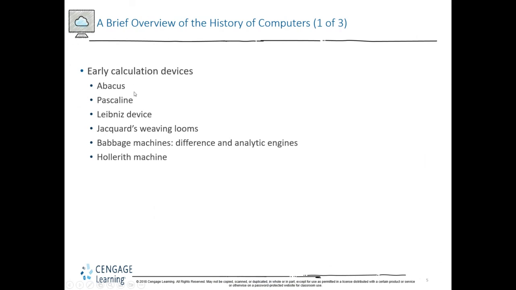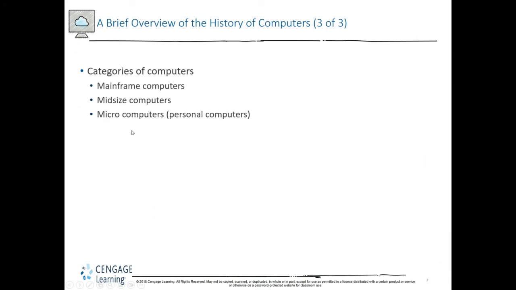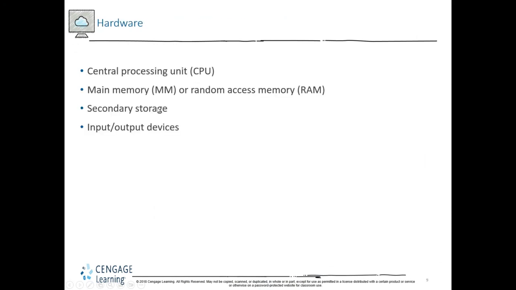I did not cover any early calculation devices, and they won't be on any test, but they could conceivably be on the Unit 1 quiz. So if you take it the first time and you notice one of these, make sure you put it in a note for the second time. Mainframe is the old big computer, then mid-sized, then micro. I didn't talk about that either, really.